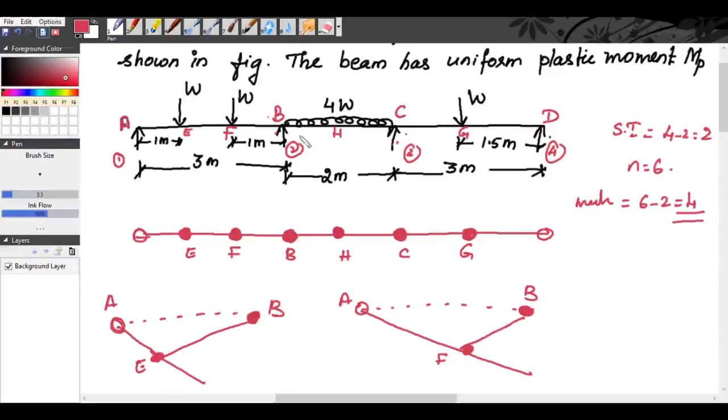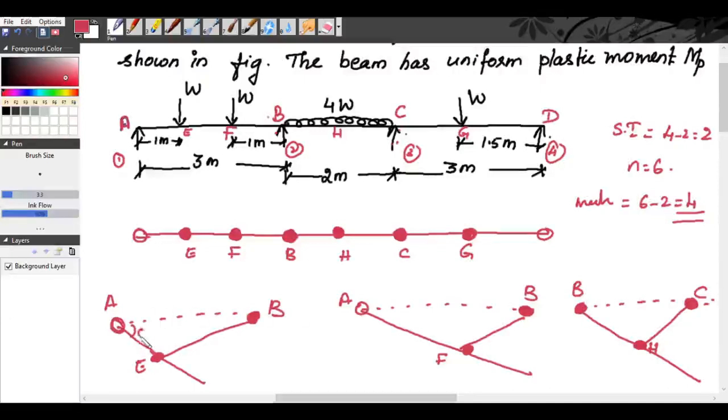What can be the third mechanism? It can be in the span BC. When you take the span BC, this has a uniformly distributed load. B is an intermediate support, so you will have a hinge at B. C is an intermediate support, so you will have a hinge at C. Then at the point where the maximum bending moment occurs, that is at H, you will have a hinge. Since this is a UDL throughout the span, the maximum bending moment will occur at the mid of the span.